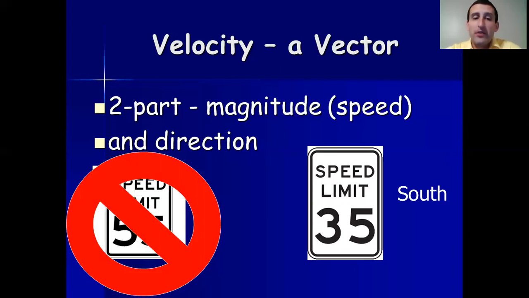But 35 miles an hour south, 55 miles an hour east, 55 miles an hour towards St. Louis. All of those would be vectors because there's direction included. It's not just a rate at which we cover distance, but it also includes direction.